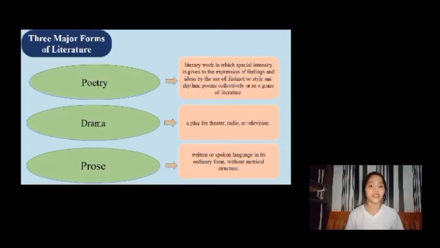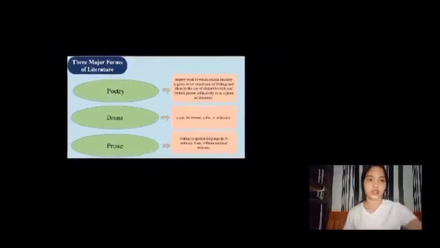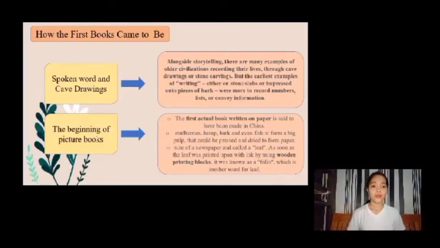Next major form is prose. It is written or spoken language in its ordinary form without metrical structure. As we all know, books have been part of our daily lives and we must admit that fact. Books allow readers to travel without using their feet, and we use our imagination to do that and to understand every text that we have read.